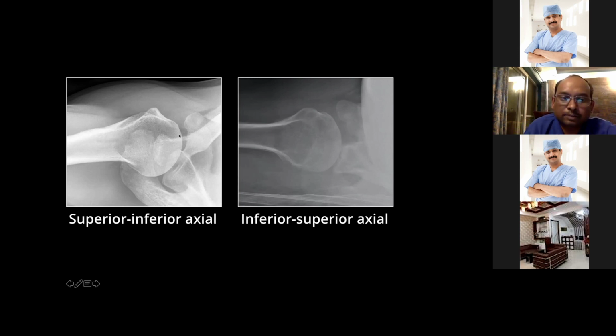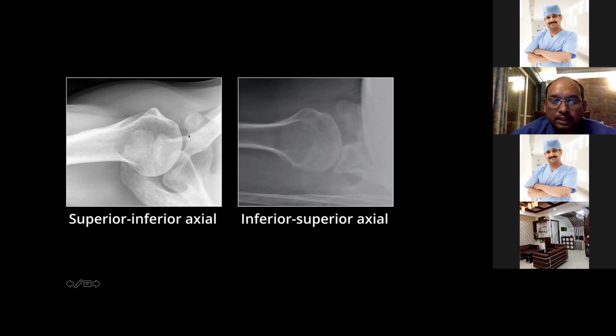So what is the difference between the supero-inferior axial and the infero-superior axial, and when do we need these views? This axial view is another orthogonal view where we can see the glenohumeral joint, and through the humeral head we can see the acromioclavicular joint. Now, as the rule says, anytime we advise an X-ray, at least two orthogonal views should be advised. Why?